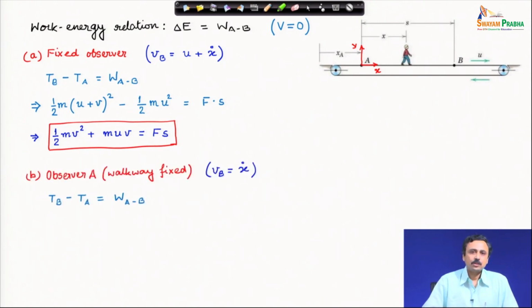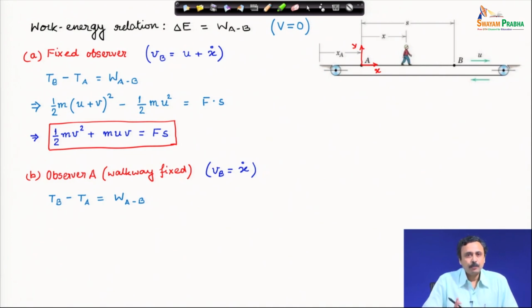Now, let us switch our point of view to an observer A, who is fixed to the walkway. For that observer, the velocity of the boy is x dot, because when the boy was standing, the boy has no relative velocity with respect to that observer's frame.